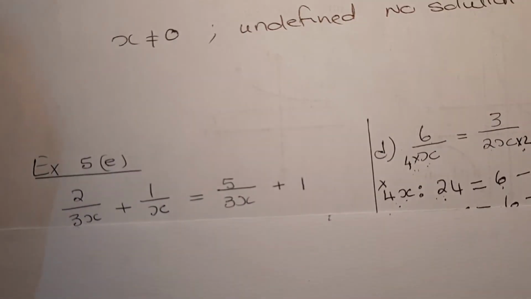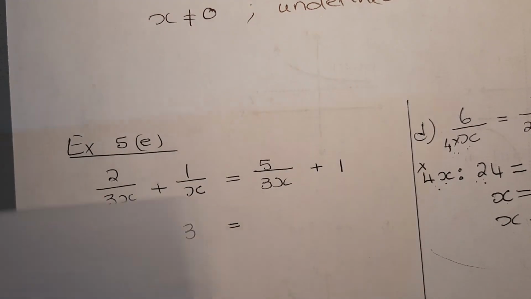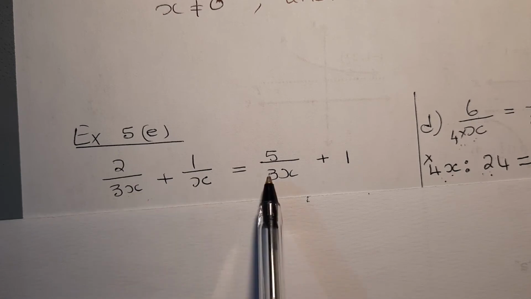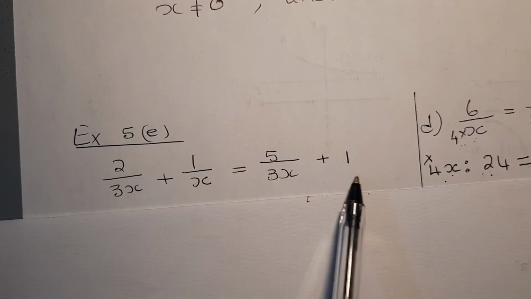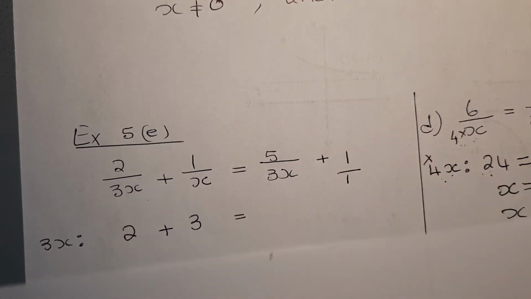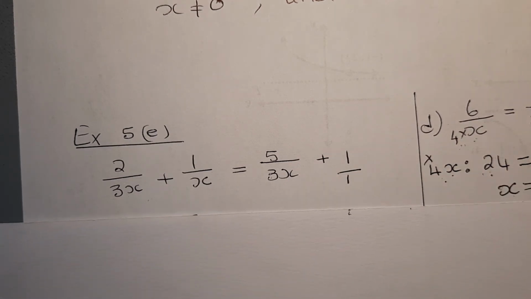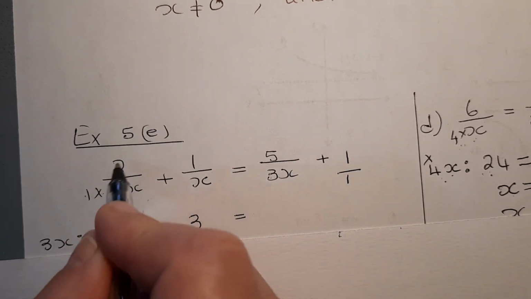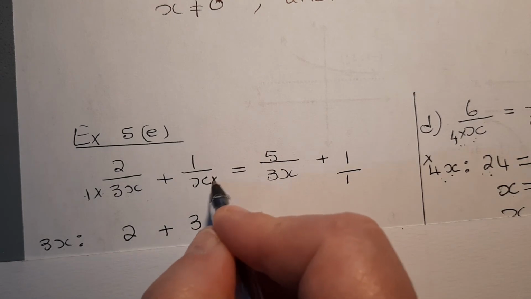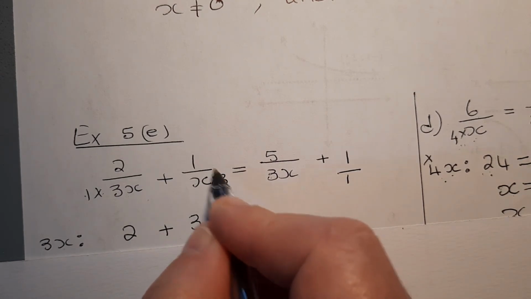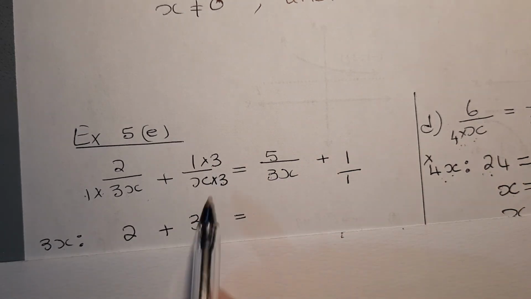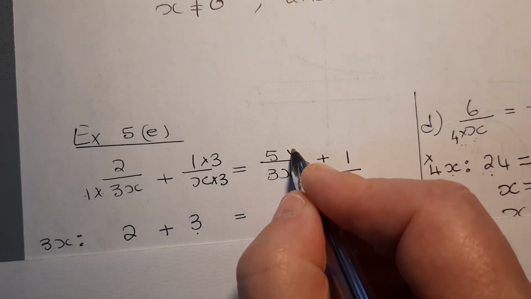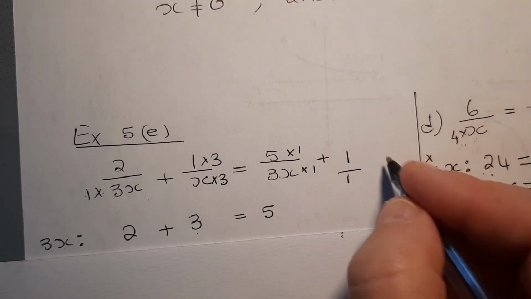We are also going to look at exercise 5e. I've got 3 and 3, so an x in the denominator, so my LCD is 3x. And I have to say 3x times 1 is 3x, so 1 times 2 is 2. X times 3 is 3x, so what I do at the bottom, I do at the top, so 1 times 3 is 3. 3x times 1 is 3x, so 5 times 1 is 5.